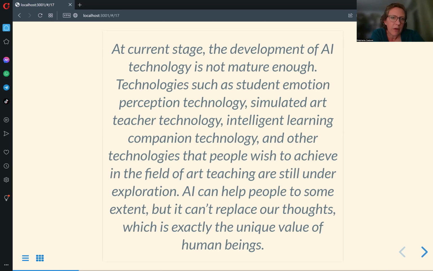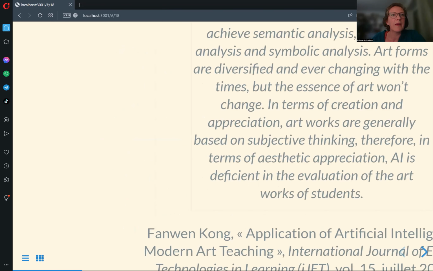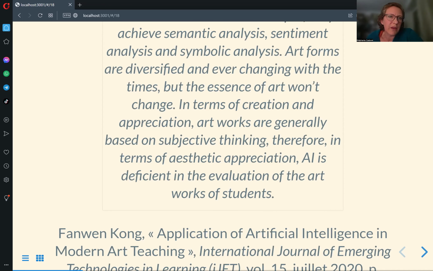AI can help people to some extent, but it can't replace our thoughts, which is exactly the unique value of human beings. Modern AI education can't perfectly achieve semantic analysis, sentiment analysis, and symbiotic analysis. Our art forms are diversified and ever-changing with the time, but the essence of art won't change. In terms of creation and appreciation, artworks are generally based on subjective thinking. Therefore, in terms of aesthetics appreciation, AI is deficient in the evaluation of the artwork of students.